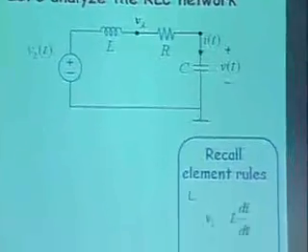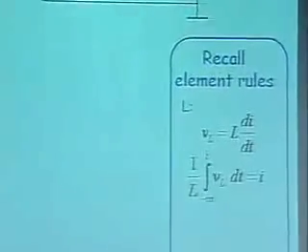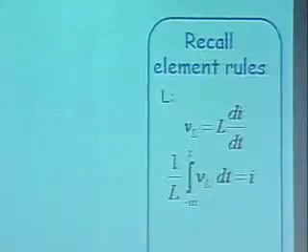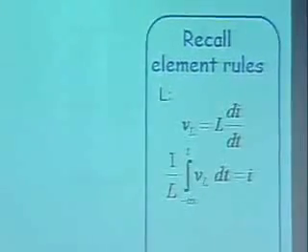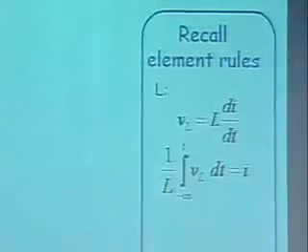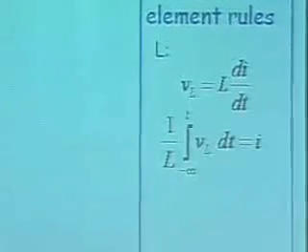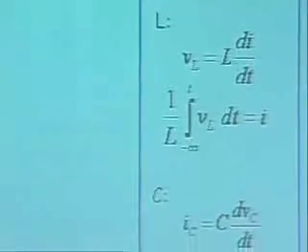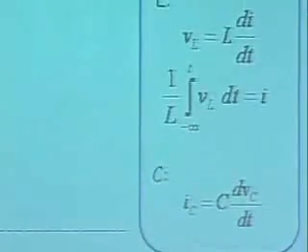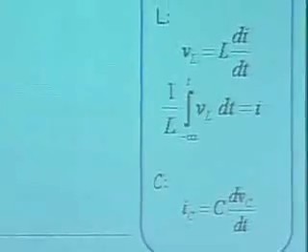Nothing new here. For the inductor, it is V = L dI/dt, and the integral form is simply 1/L ∫ V_L dt = I. We've seen this the last time. And for the capacitor, the current through the capacitor is simply I = C dV/dt. Those are the two element rules for the capacitor and inductor.